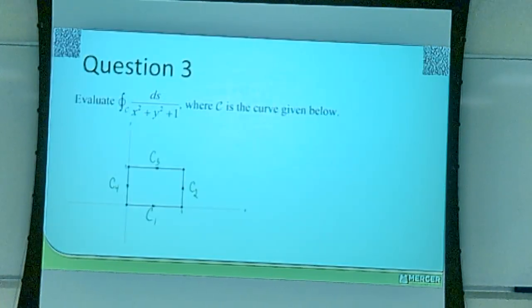What would ds be in this case? Depends on the path. Right, it's always the magnitude of r prime of t dt. Oh, I see. Okay.